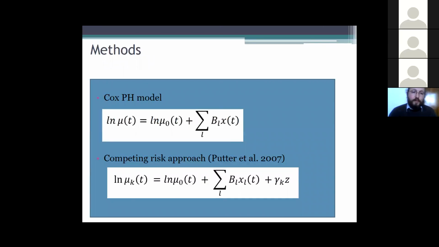As methods, we use survival analysis. For the overall mortality differences, we use the normal Cox proportional hazard model. And for the cause-specific analysis, we use the competing risk approach, which also uses a Cox proportional hazard model, but here we use the approach proposed by Putter et al., which says that we leave the baseline hazard as well as the control covariates cause independent.